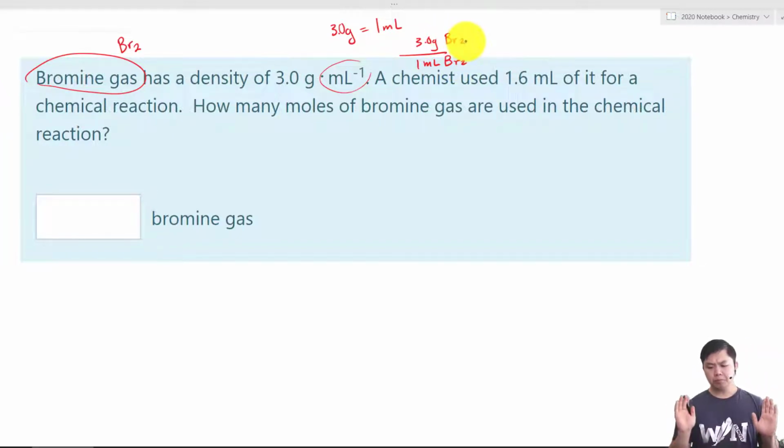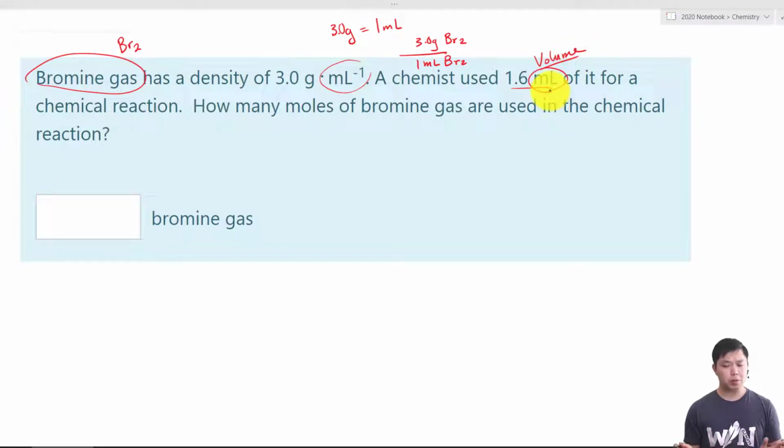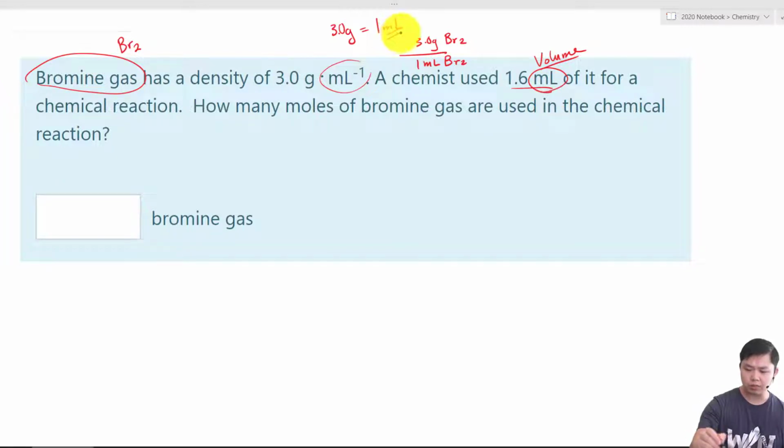Now, a chemist used 1.6 milliliter. Okay, well, of what? Of bromine gas. So let's look at this. We have volume. This is your volume right here, right? And the cool thing, this is in milliliters. Sometimes they trick you, they put in some other unit of volume. So guess what you have to do? You have to convert to milliliter because the unit needs to be the same. So our given is what? 1.6 milliliter of bromine gas.